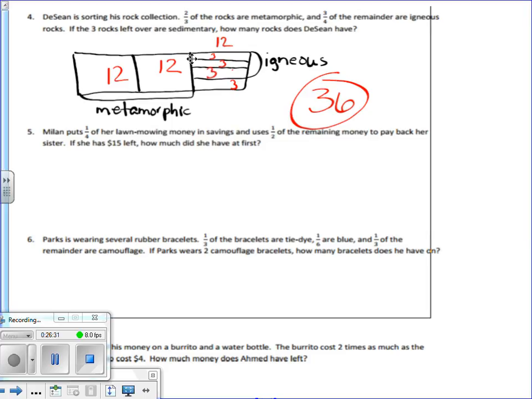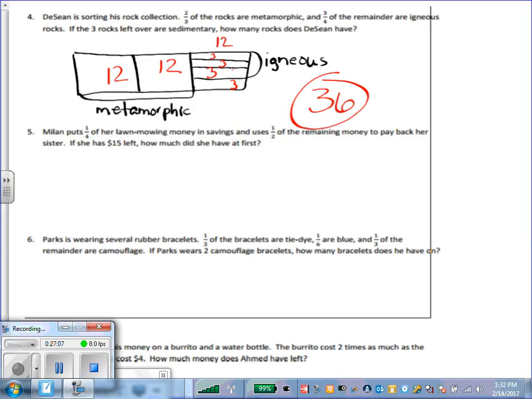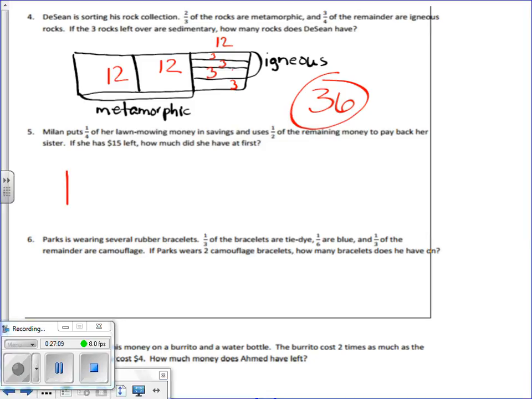Awesome. Okay. So, Milan puts 1/4 of her lawn mowing money in savings and uses half of the remaining money to pay back her sister. If she has $15 left, how much did she have at first? So see if you can use the strategies that we used up here to figure out number 5.